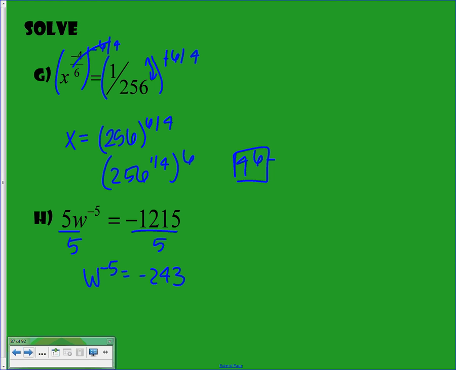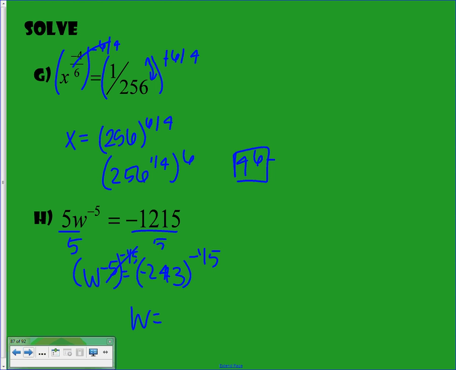Okay, again, maybe that's a little too mean without a calculator, so I wouldn't do that one on a test. To get rid of a negative 1/5, I have to raise it to the negative 1/5. And when I do that on the right side, I have to make sure that my negative 243 goes in parentheses and then raise that to a negative 1/5. So on my left side, my exponents cancel.